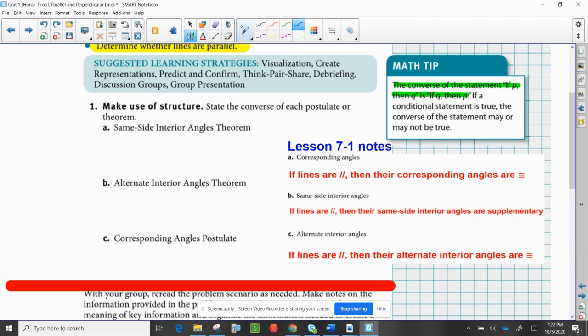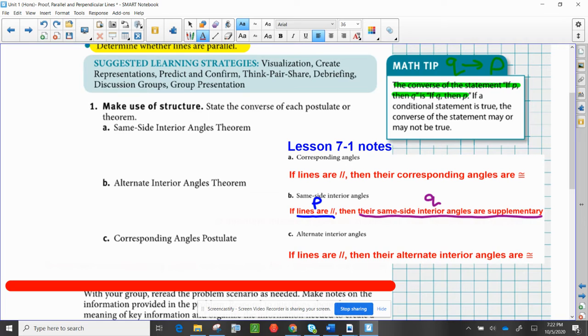If you remember from the first part of Unit 1, the converse of a statement, P implies Q, is when we just swap the order. So if Q, then P, right? We're going to start with the same side interior angles theorem. Remember, your P is your if statement, your hypothesis, and there's our Q, our then statement.